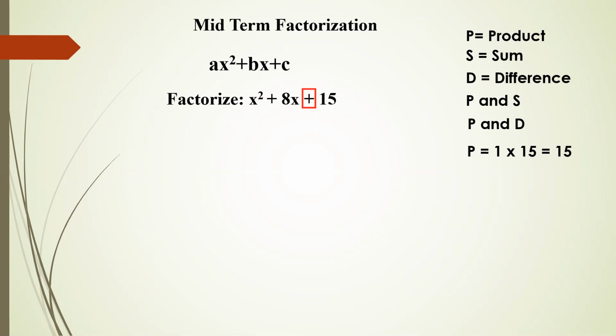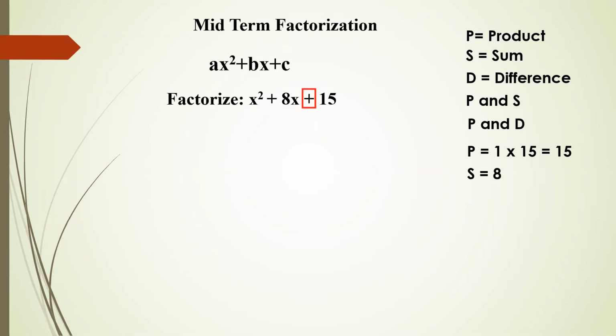So always remember, you have to multiply the coefficient of the first term and the last term, and that is 1 times 15. Okay, that gives you the 15. And what is the sum? Sum means you have to take just the coefficient of the middle term, and that is 8. Don't look at even the sign, it's just the coefficient of the middle term.